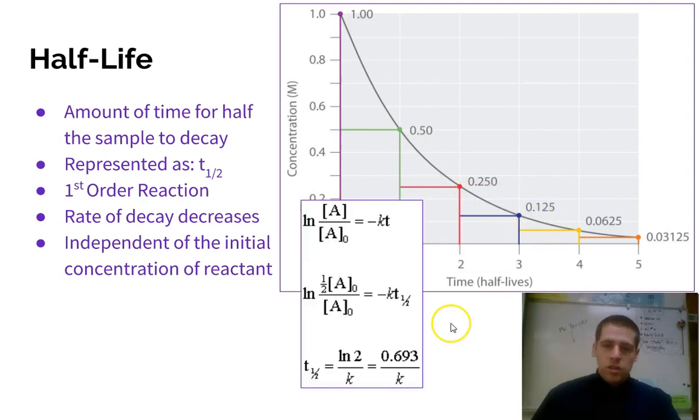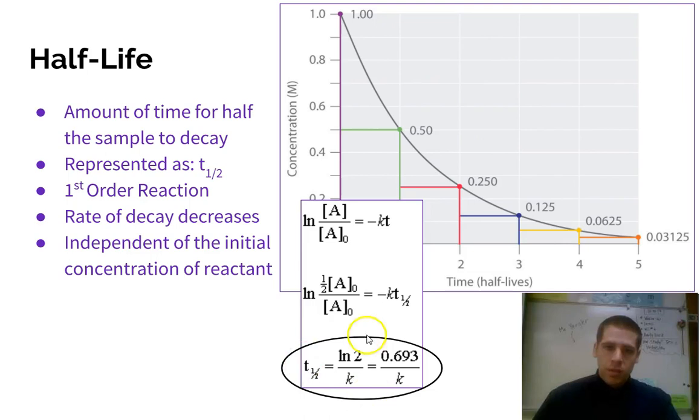Now there are some formulas associated with this. You can take the natural log of the ratio of what you have at a certain point over what you initially started with. That's the concentration of A, where A sub 0 is your initial concentration. The natural log of that ratio can give you the amount of time. This is where they get this formula. When you simplify this, you get down to natural log of 2, which is 0.693, over k.